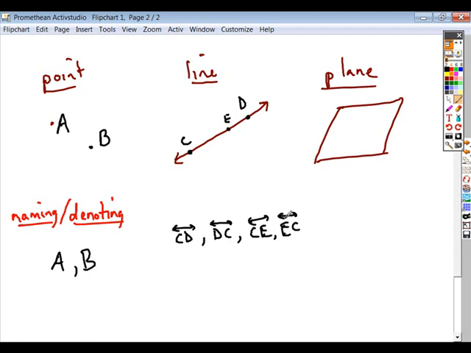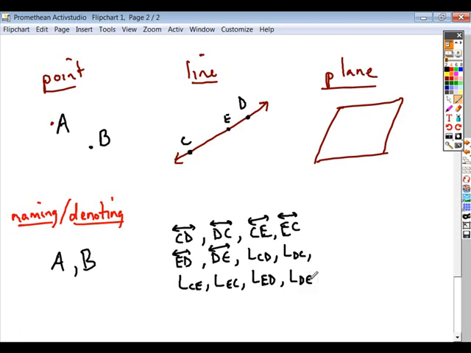And then what would be another way that we could name this? Is there another combination of 2 points on that line? Okay, so ED or DE. Okay, so these would be the different ways. Now, in addition to the double-sided arrow over the top of the points, you can also name lines with subscripts. So you can take L to represent line and do a subscript of all those different combinations. Okay, so these are all different ways to name the line represented above.